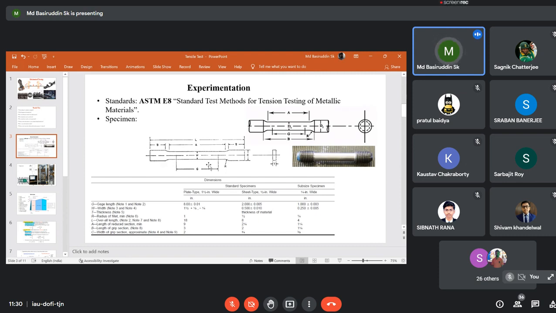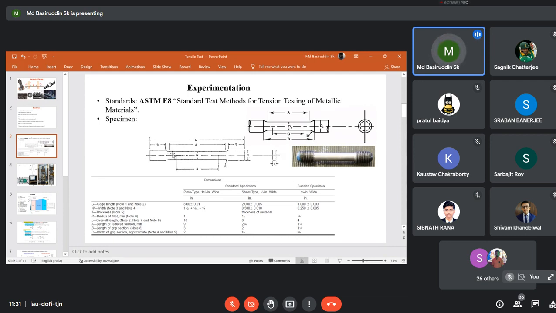So that is the thing you need to keep in mind: the importance of the gauge portion, the gauge zone, the gauge length, as well as the ratio of the gauge length versus the gauge cross-sectional area. Okay, in the ASTM standard, we generally follow a ratio of relatively 4.5 to 5. Okay, so these things you need to keep in mind.